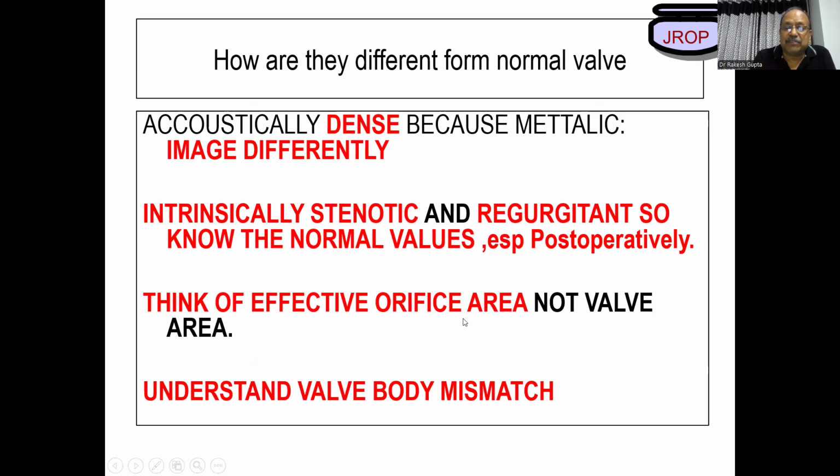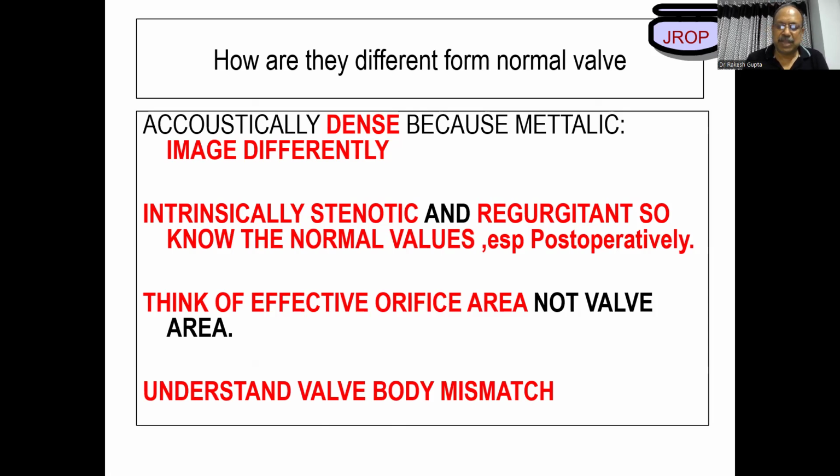Think of effective orifice area, not the valve area. The term is changed to effective orifice area, not to a valve area. And we have to understand the valve-patient mismatch. I'm not going to talk to you at the level of prosthetic mismatch.